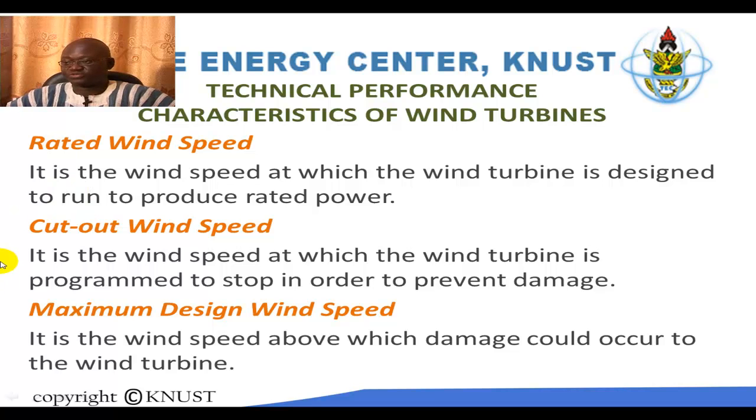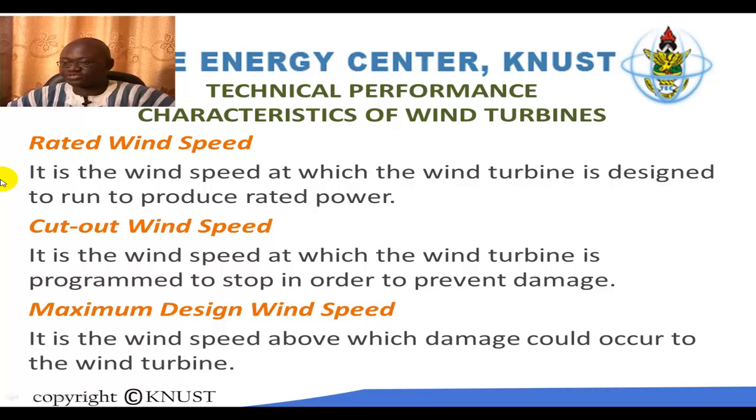It is the wind speed at which the wind turbine is designed to run to produce rated power. In the power curve figure, you could notice that the 650 kilowatts was generated starting around 15 meters per second wind speed. So in this case, it could be termed that the rated wind speed of that particular turbine is 15 meters per second, because it is the wind speed at which the wind turbine will produce the rated power. And then the rated power is the maximum power capacity of the turbine.